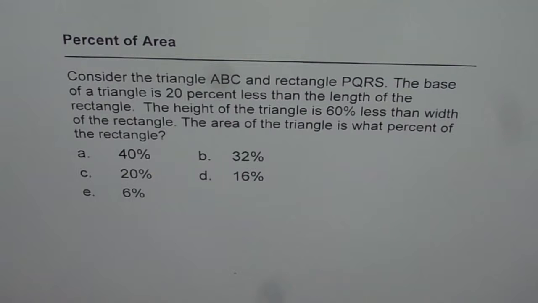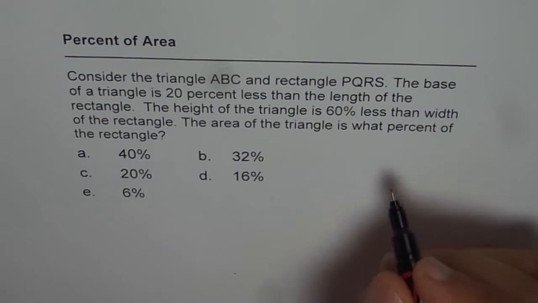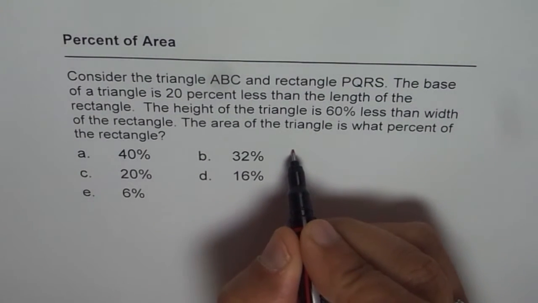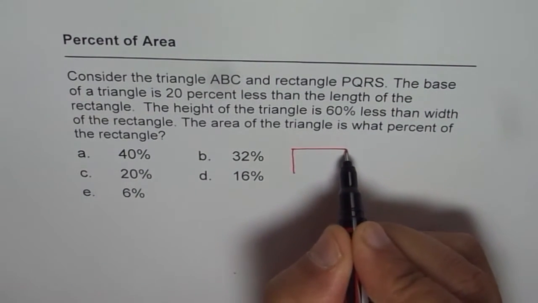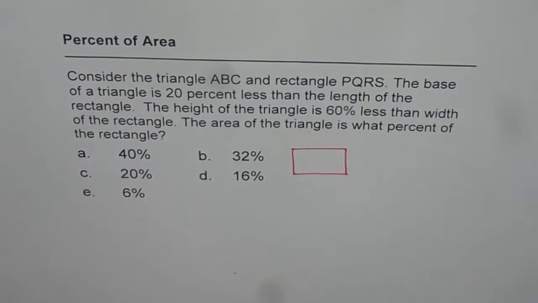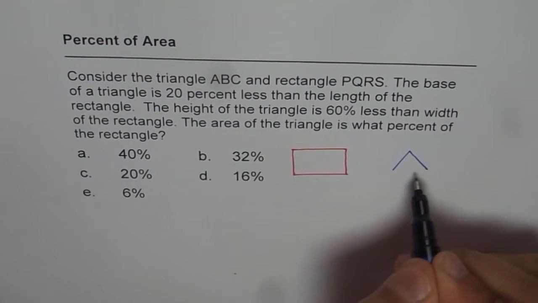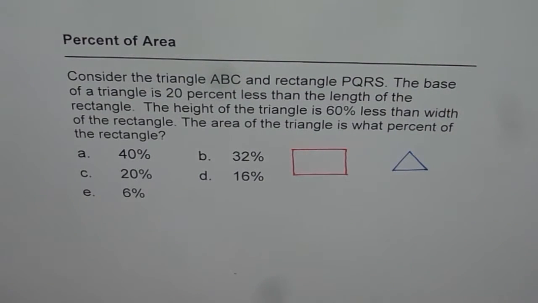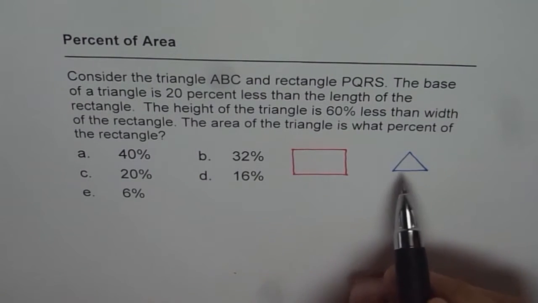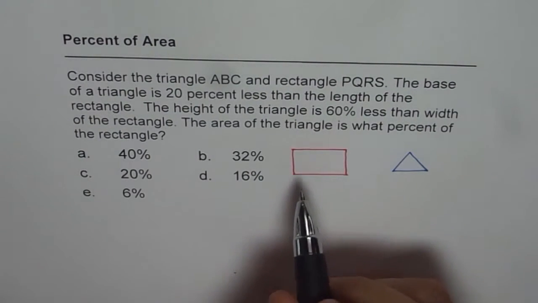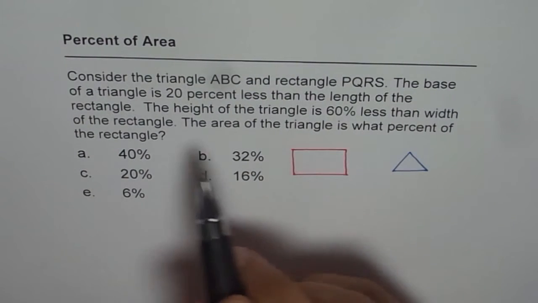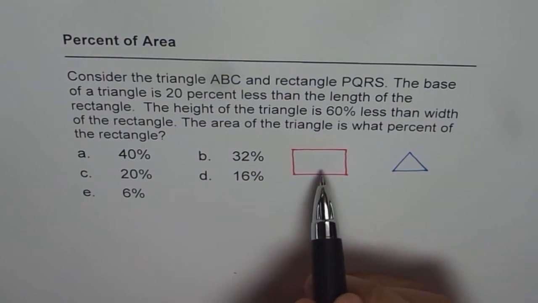Now, to solve such questions, it's a good idea to sketch, put some values, calculate, and then figure it out. So what we will do is, we'll just calculate 2 areas using some values. So let's have one rectangle and one triangle. Now, as the question is saying that the dimensions of rectangle and triangle are related, and we need to find what percent of rectangle, so area of triangle in terms of area of rectangle.